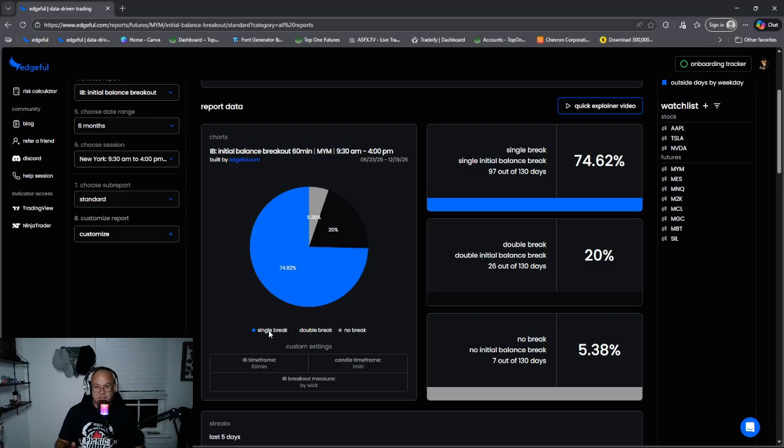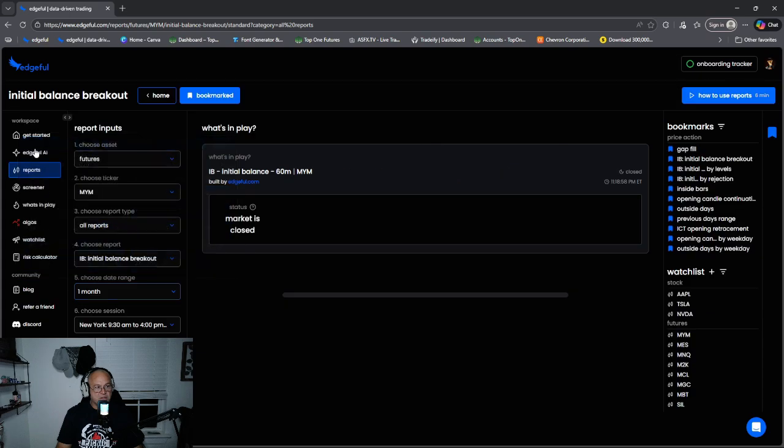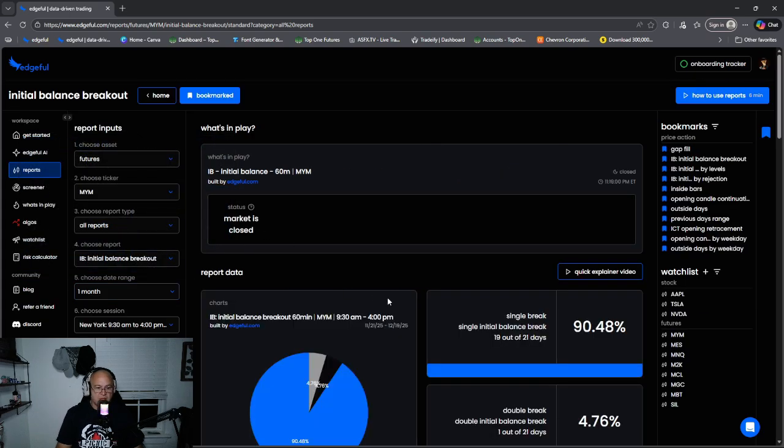Okay. This is a high probability statistic. Anything that's 65% or more is good enough for me to look at to build a trade plan off of. And 74 is fantastic. This has dropped a couple of points because I do believe we had a double break day a couple of days ago. And you can do this on any time frame. So let's just look at the most current.